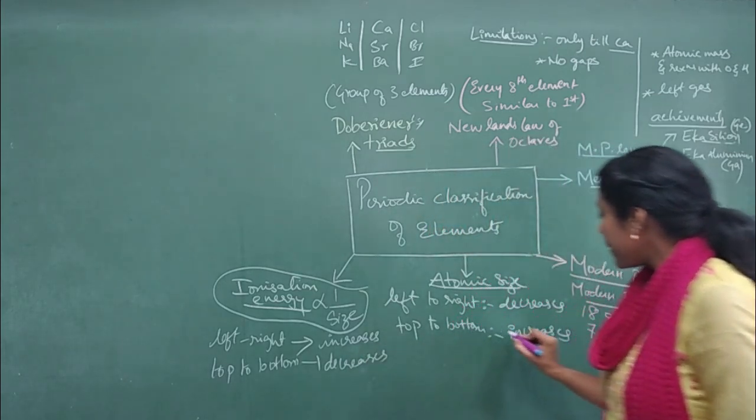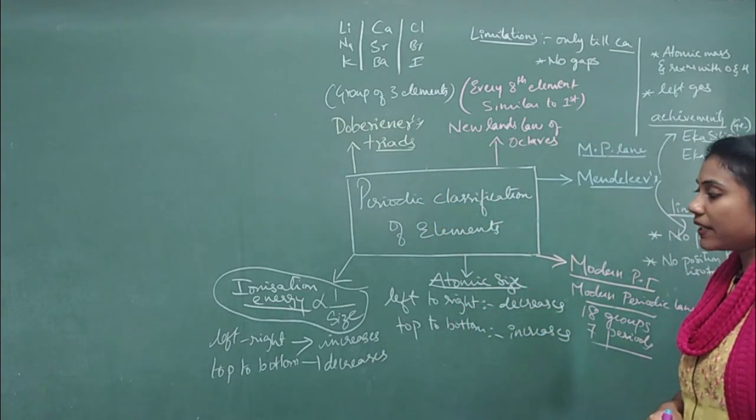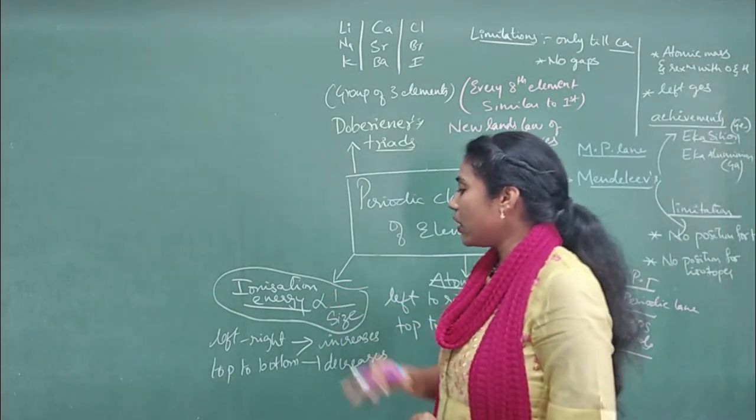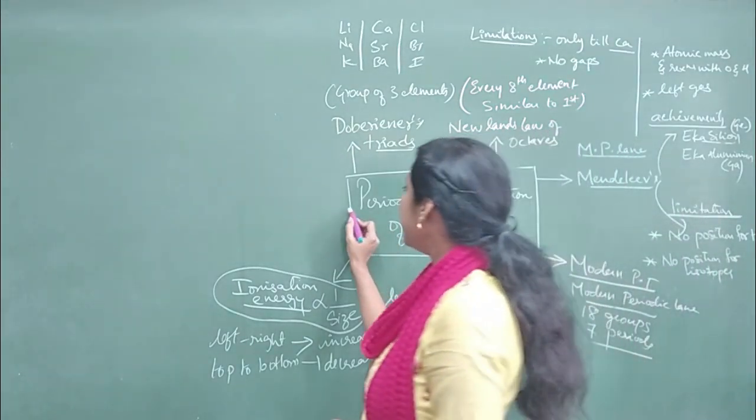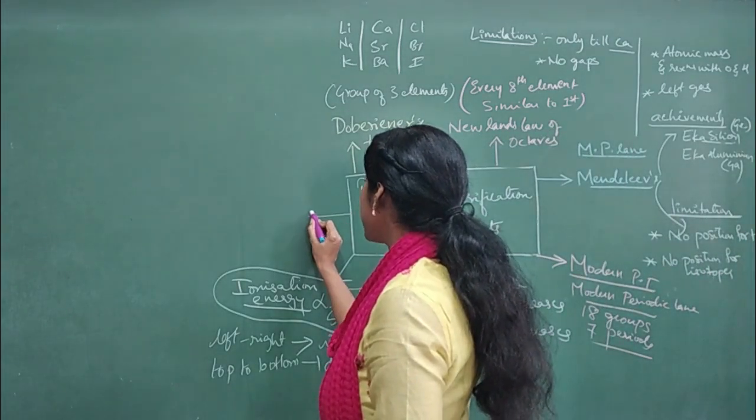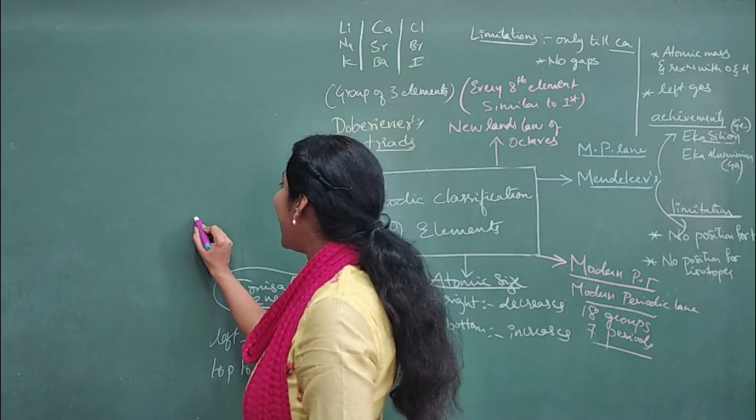What is the reason? Because the size will increase. So ionization energy is always inversely proportional to size. Clear? Fine. And the next property that we are discussing is metallic property.